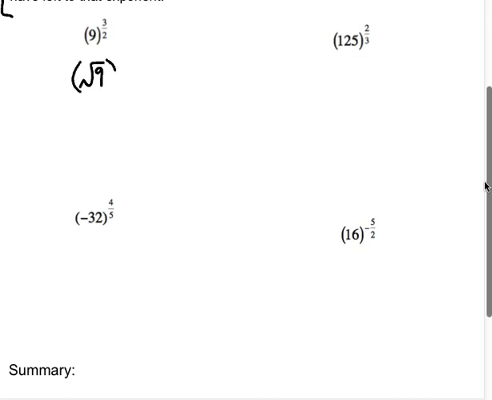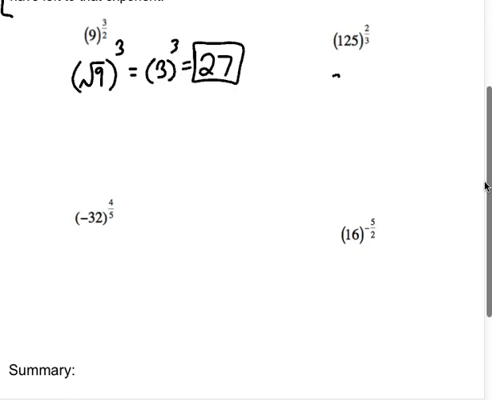So you have the square root of 9, and then the top is your exponent. So the square root of 9. Well, the square root of 9 is 3. 3 cubed is 27. So 9 to the 3 halves power just is 27. So that's what you need to be able to do with these, is first take the root using the bottom, and then the top is an exponent.